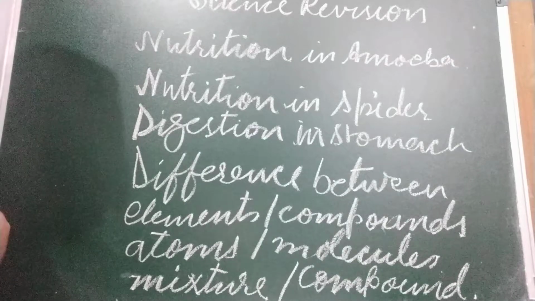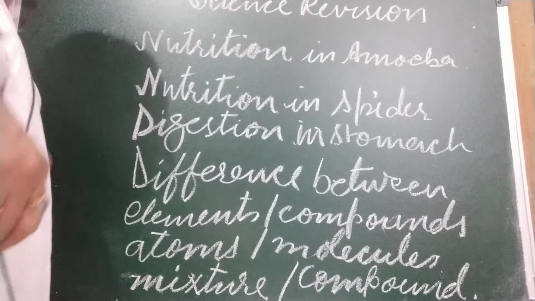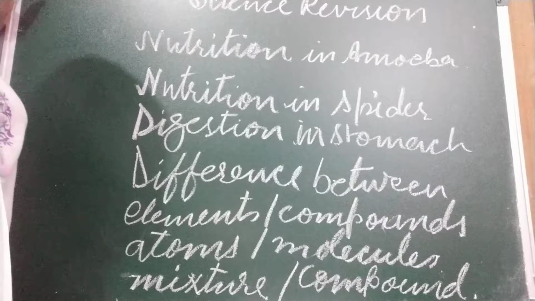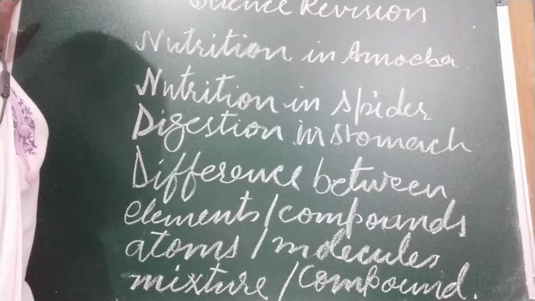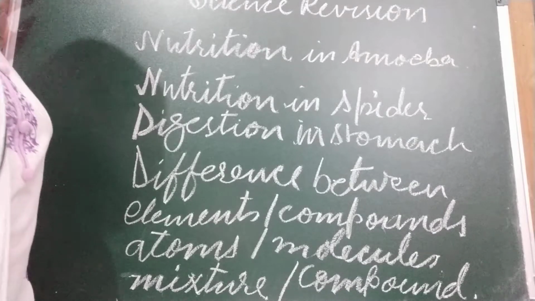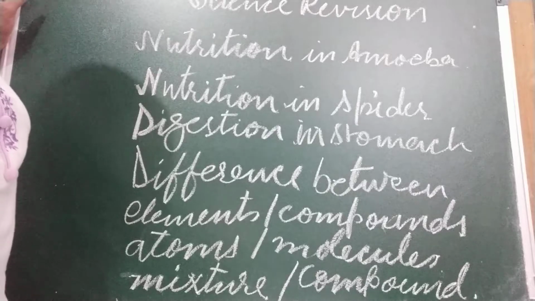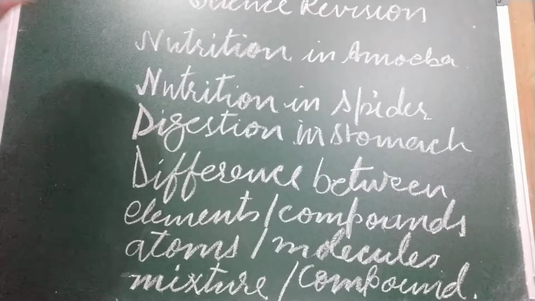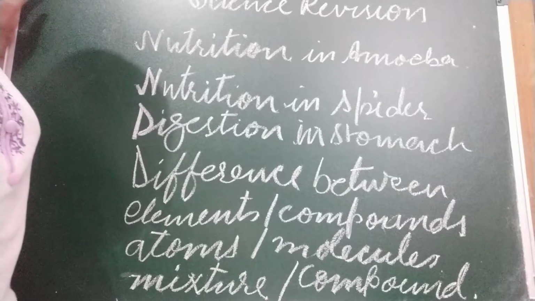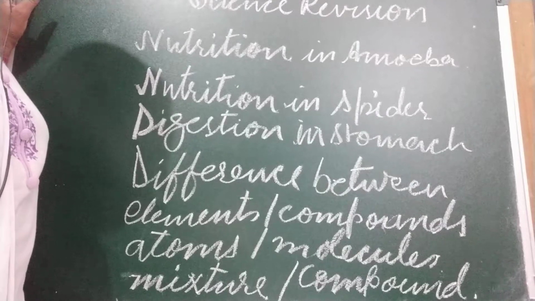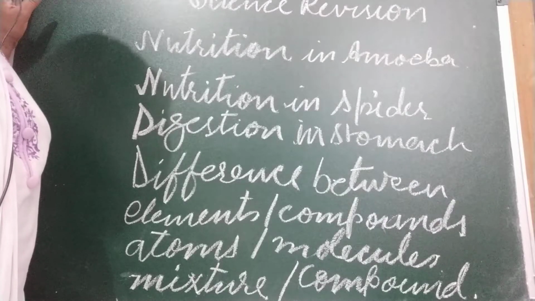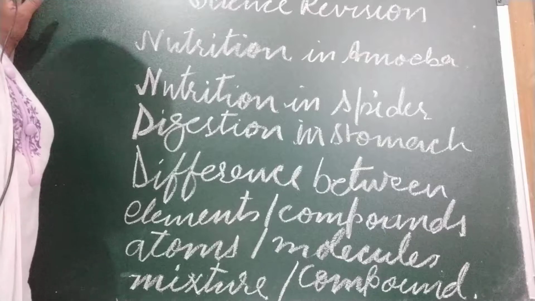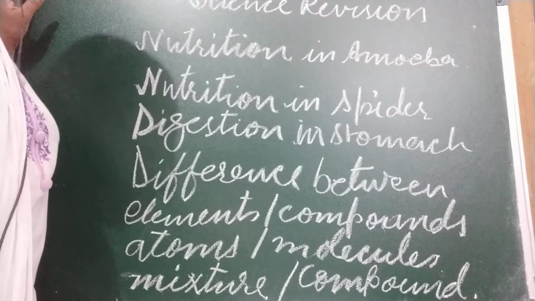Hello children, today we are going to revise all the lessons which are coming in half-yearly exams. First we are going to take nutrition in animals. Children, what are the various steps involved in nutrition of animals? First is ingestion, second is digestion, third is absorption, then assimilation and egestion.